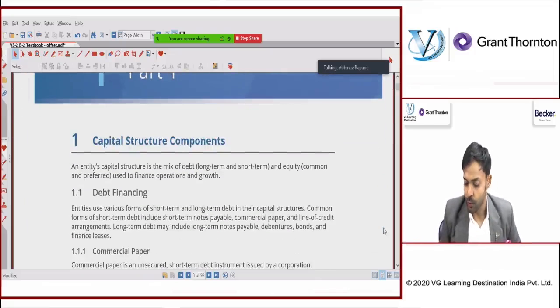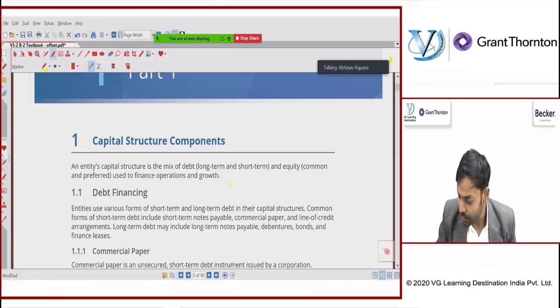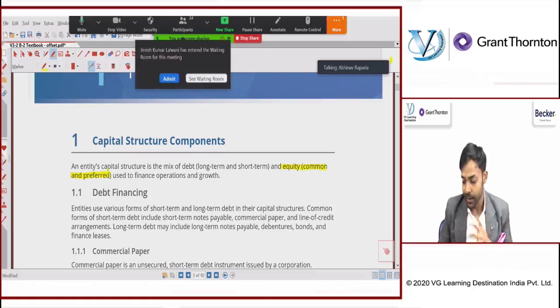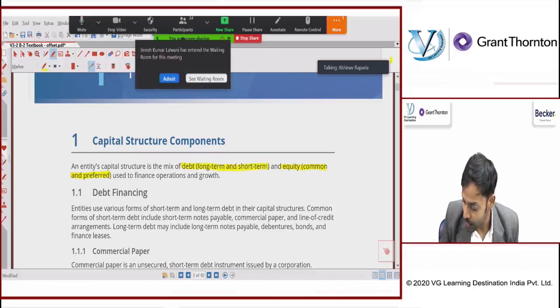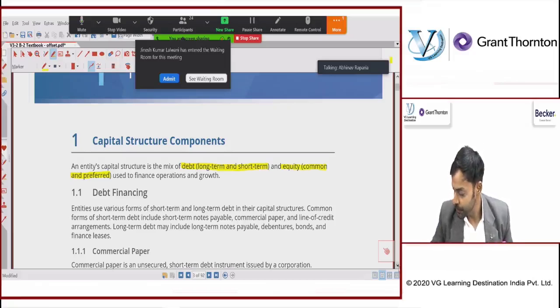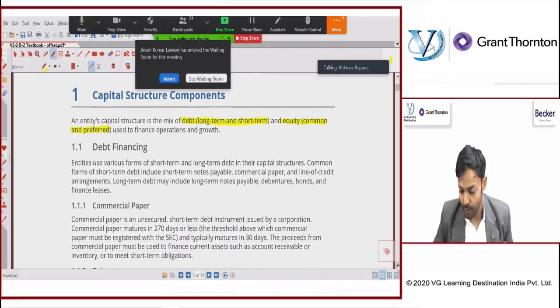So entity's capital structure. We are doing the capital structure components, right? An entity's capital structure is a mix of debt and equity. Equity is going to be common and preferred. Common is the normal equity that we understand, and preferred is a preferential capital. Debt, as we have done, is going to be long-term and short-term. It's just to finance your operations and growth of the business, right? And these are the various debt financing instruments. Entities use various forms of short-term and long-term debt in their capital structures. You use short-term debt also, you use long-term debt also.